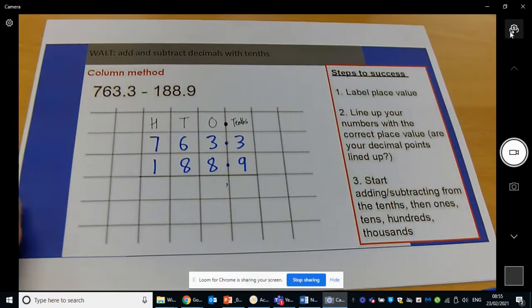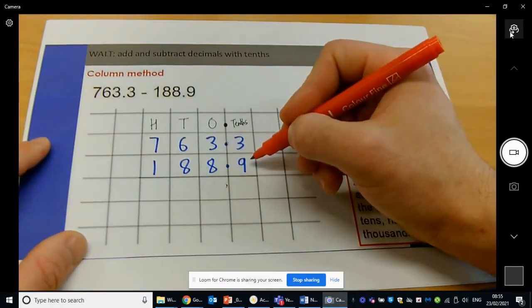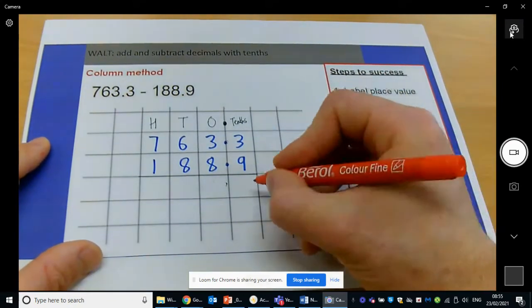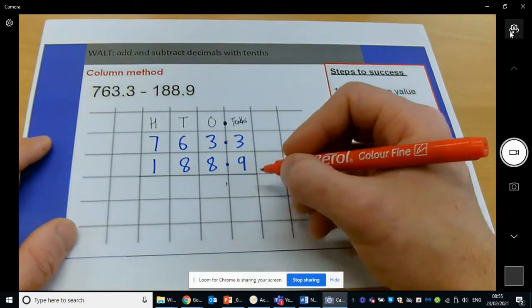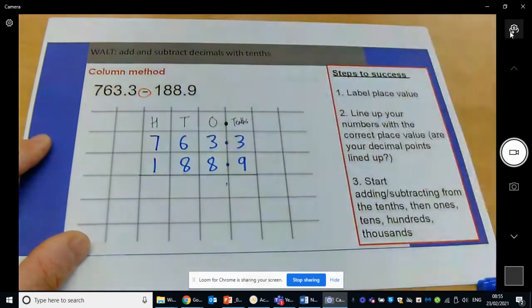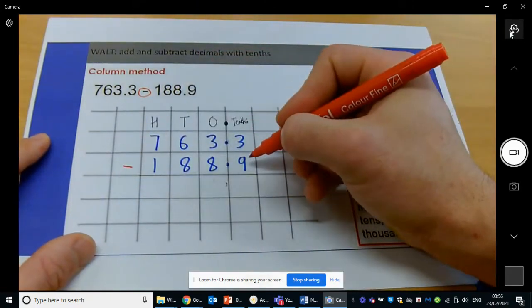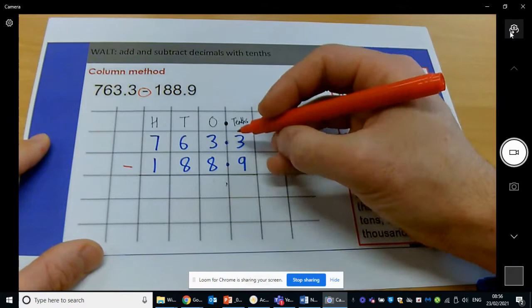And let's have a look. 3 plus 9 is 12. Hopefully, again, calling out. I always see this in a couple of books, people not looking at what we are doing. Are we doing addition or subtraction? It should be subtraction. So 3 take away 9 we can't do.